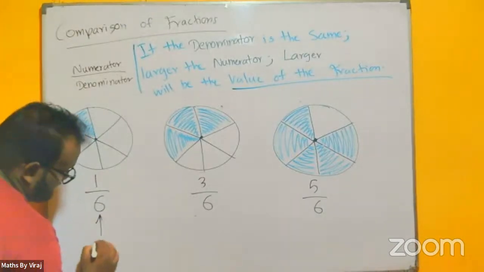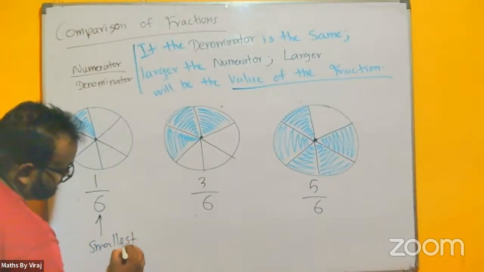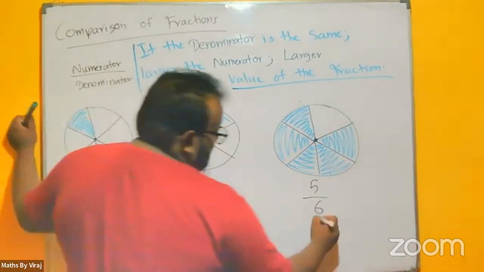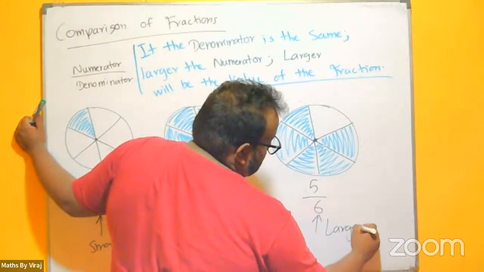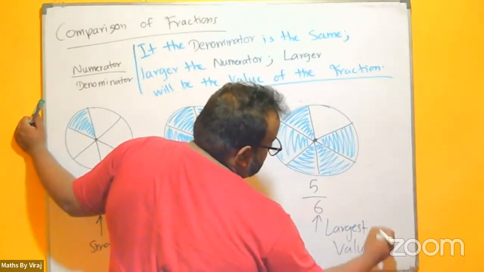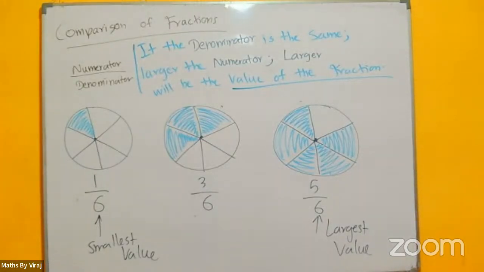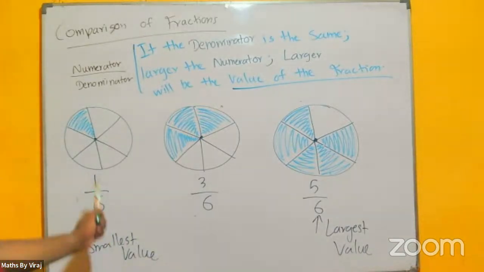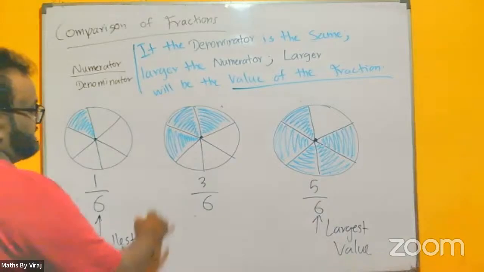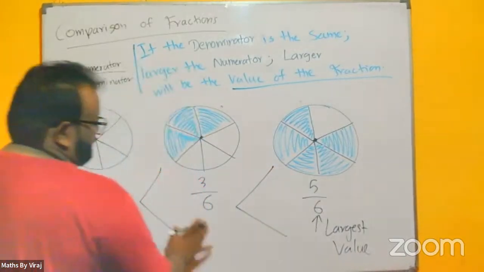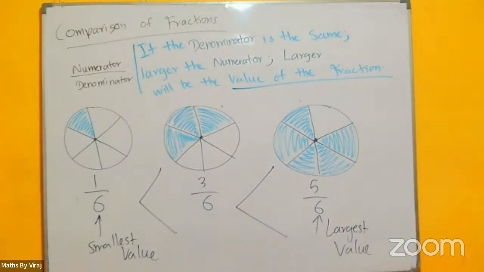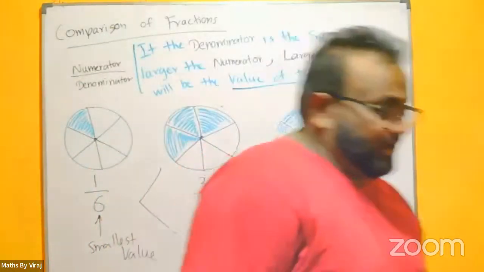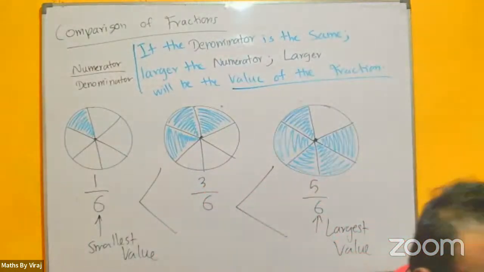So this is my smallest value. This is my largest value. If the denominator is the same, you see that the denominator is the same. Larger the numerator, larger will be the value. Are we clear on this, children? Yes or no? So 1/6 is the smallest that we have. 5/6 is the largest that we have. Right. Take it down like good children now.